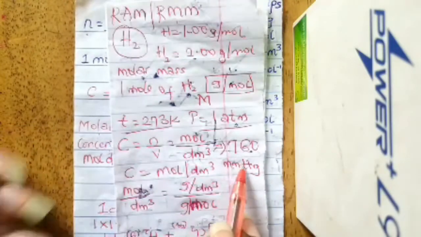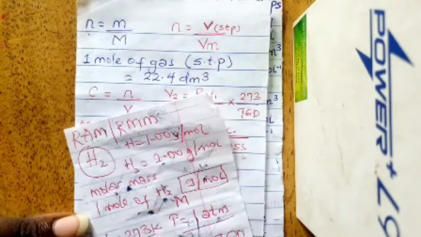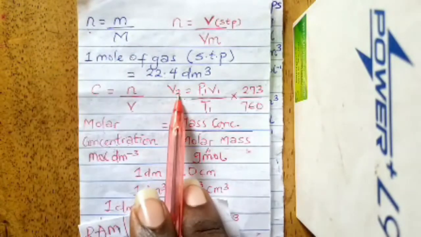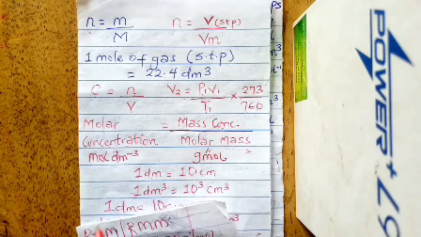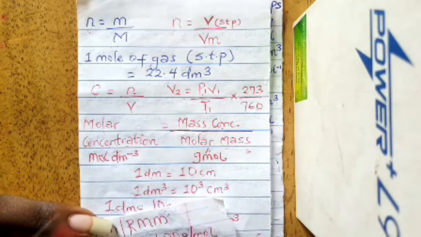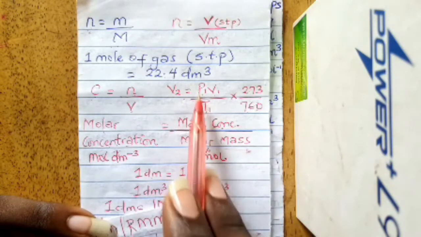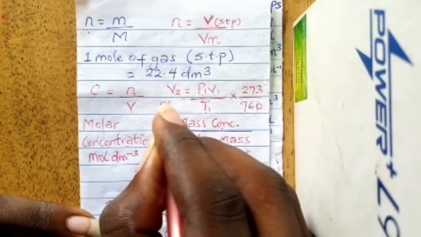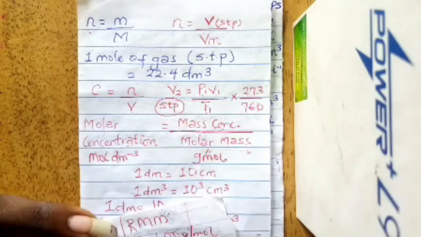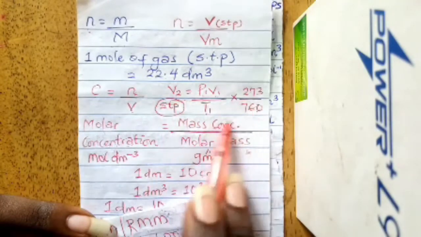So this is what we'll be working with. To find our V2 gives us P1. Now this is coined from the general gas laws. Talking about gas laws, Boyle's law, Charles' law, combination of them. So for a given volume of a gas at an initial pressure and temperature, the volume of that same gas at STP will give us this using this formula.